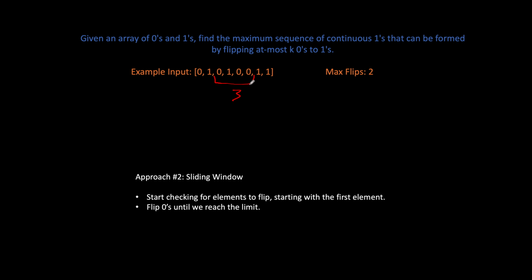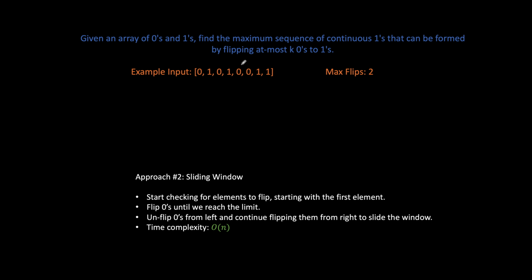And we are still 1 flip too many. So let's continue shrinking it. And we are back to 2. So let's expand it. We are still at 2. This happens to be the longest possible subarray that has continuous ones with at most 2 flips. And then we're going to unflip zeros from the left and continue flipping from the right to slide the window. The time complexity is going to be O(n), and the space complexity is going to be O(1). As always, we'll only have to store the current indices of our sliding window and the maximum one that we found up to that point.